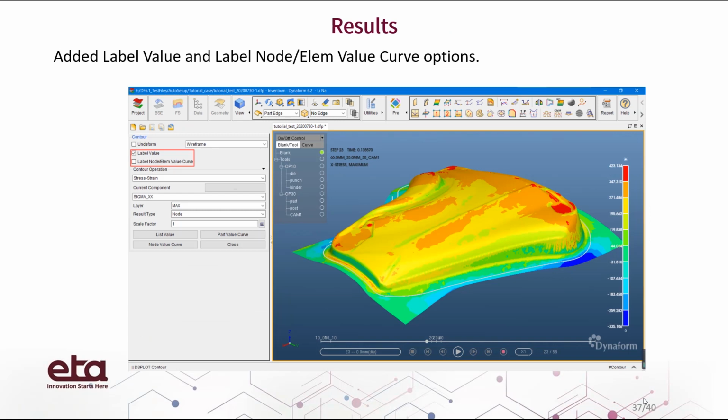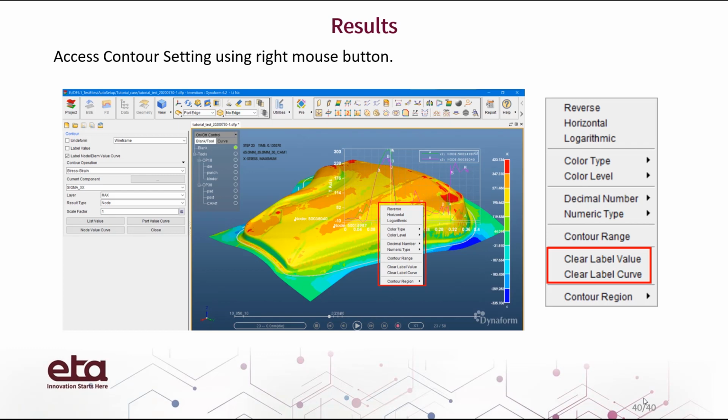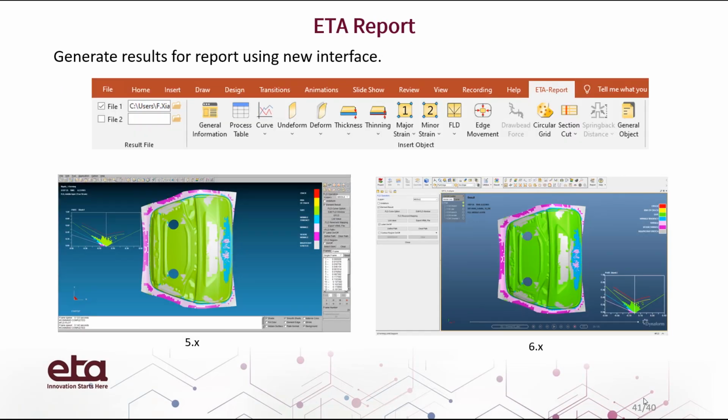In results, two options are added in contour function: label value and label nodes element value curve. We can display contour values of selected nodes and elements. If a label node element value curve option is selected, we can plot the graph of selected node and element. We can click right mouse button to edit the contour setting. Last, we have improved the interface of processing result in ETA report.